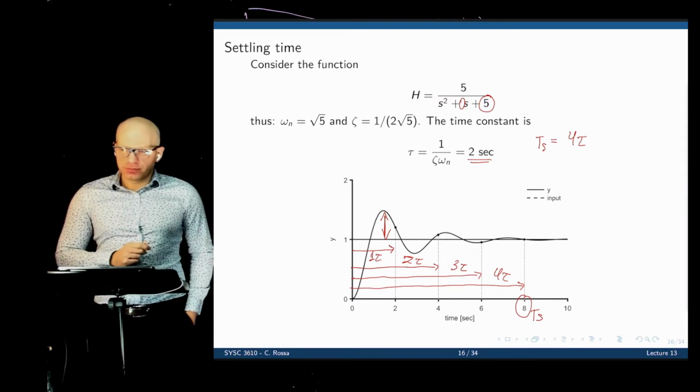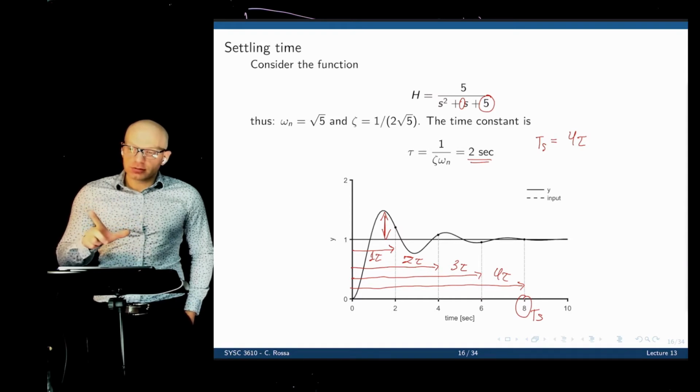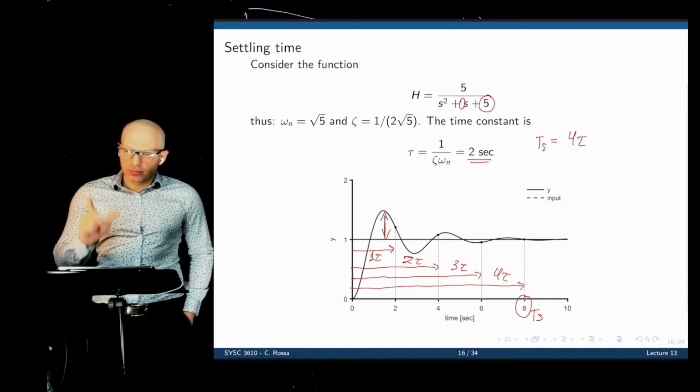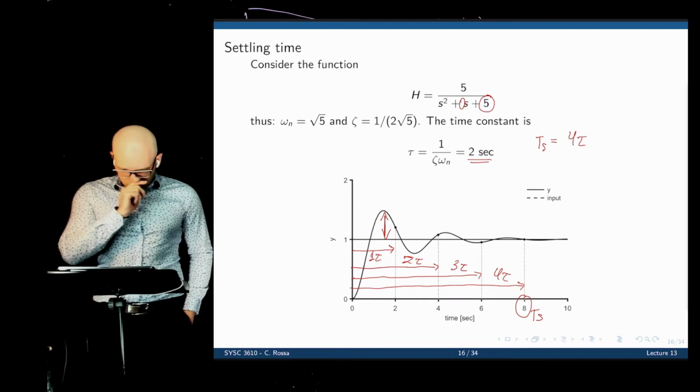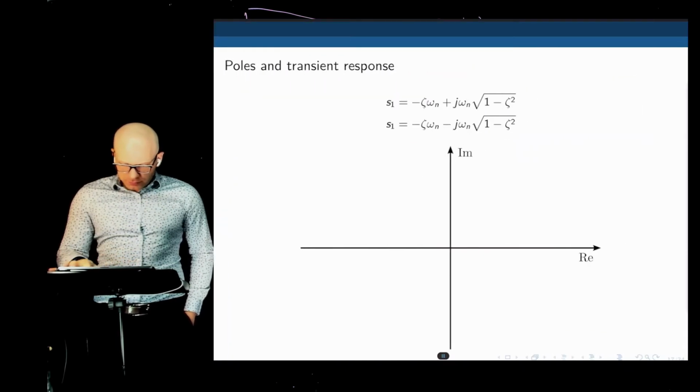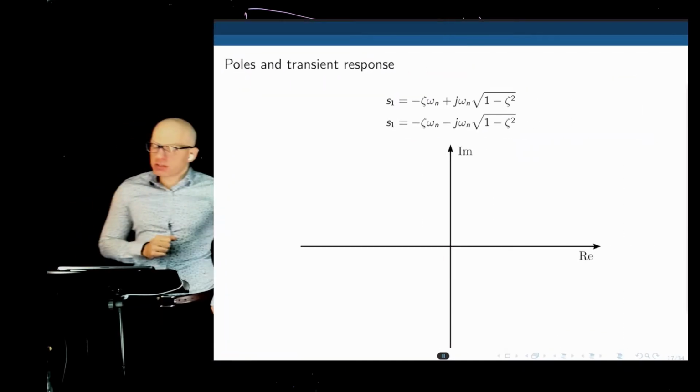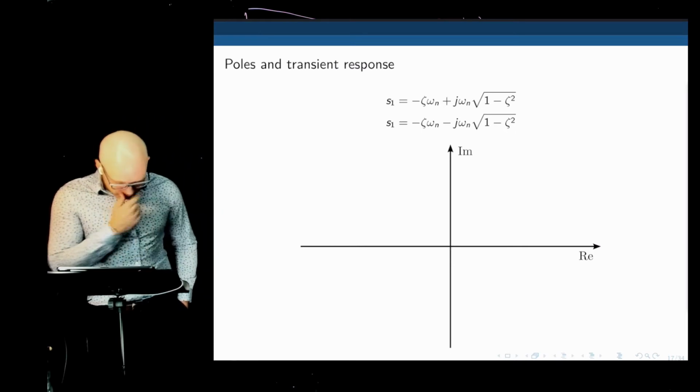Any questions? More questions here? So two metrics to keep in mind: settling time and percent overshoot. So now let's summarize what we discussed in the last lecture and in this lecture.